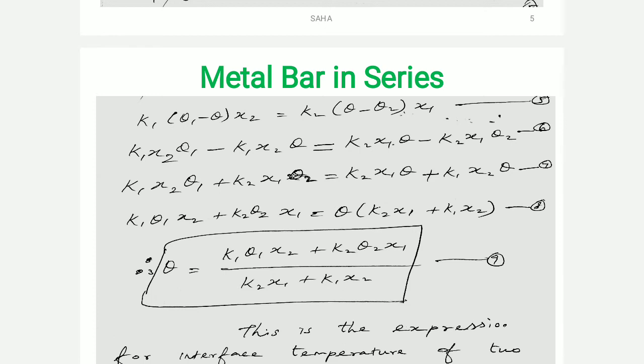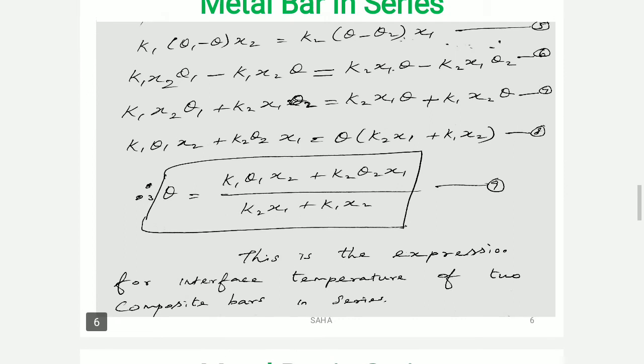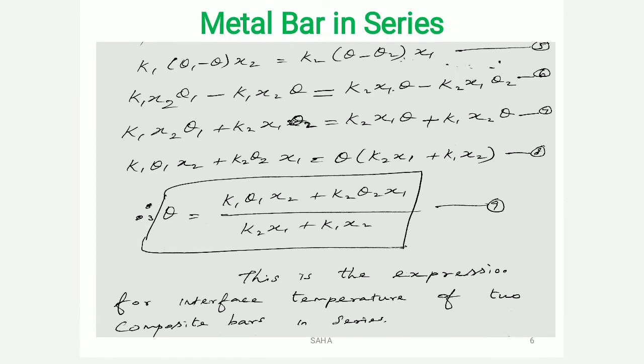Then the equation value will be changed. k1 x2 theta 1 plus k2 x1 theta 2 is equal to k2 x1 theta plus k1 x2 theta. That is equation number 7. Here on the right side, theta is common, so we can take it outside. So theta open bracket k2 x1 plus k1 x2, that is equation number 8. Then we can find out the theta value.